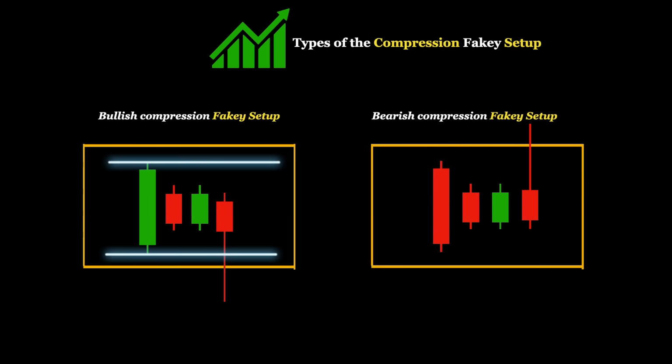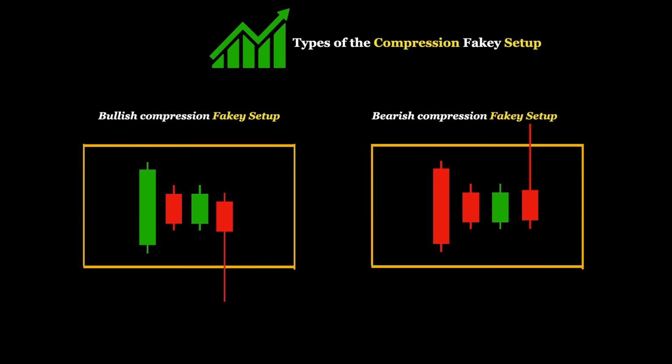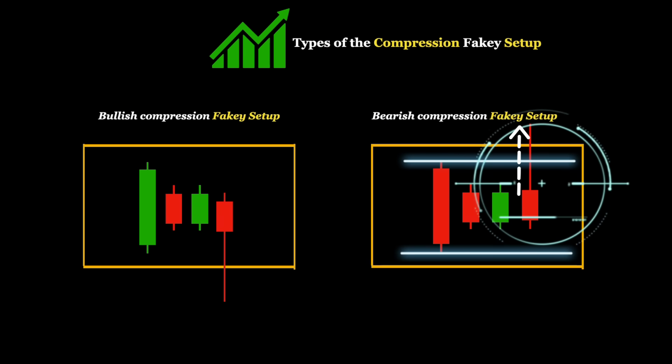It begins with a mother bar, followed by one or more inside bars. That's your compression. Then, a candle breaks below the mother bar, sweeping liquidity, but it closes back inside the range of the mother bar. This false break creates a classic bullish trap and signals smart money is preparing to drive price higher. Now, let's look at the bearish compression fakie setup. Just like before, it starts with a mother bar and one or more inside bars. Then, a candle breaks above the mother bar, sweeping buy-side liquidity, but it closes back inside the range. This is a false breakout to the upside, and it often marks the beginning of a sharp bearish move.